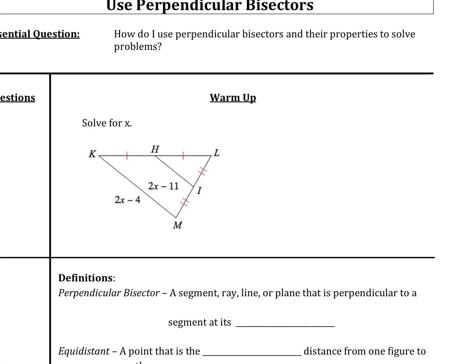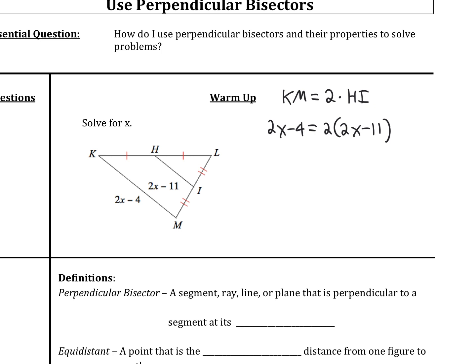Okay, so what do we know here? Well, what's the third side here? KM is the third side. Is that going to be double or half the mid-segment? It's going to be double the mid-segment. The mid-segment is HI. So KM, which is 2x minus 4, equals double HI, which is 2x minus 11. Okay. Now we've got to solve this.